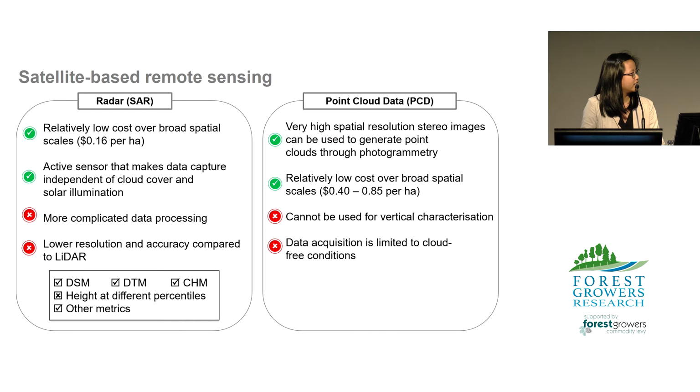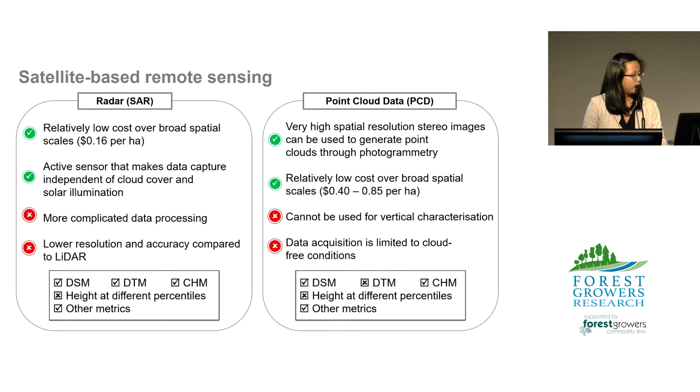But like SAR, it cannot be used for vertical characterizations. And since this is a passive way of remote sensing, it is limited to cloud-free conditions and daytime acquisitions. We have DSM with satellite point cloud datasets, and we can derive CHM, but we have to outsource our DTM. We don't have height at different percentiles, though we can derive heights at relatively high percentiles, but not the lower ones. And we can also have other metrics, such as the statistics of height.